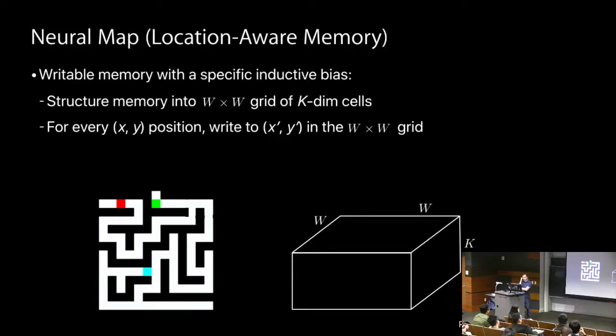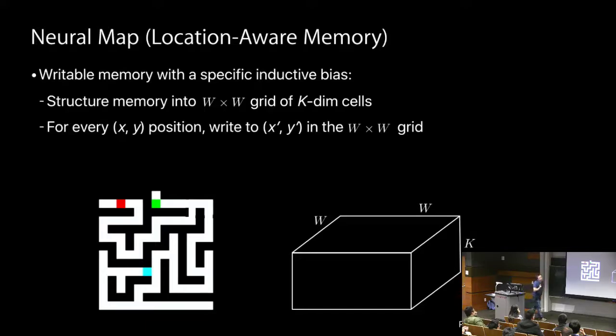So we're going to be structuring memory into a W by W grid of k-dimensional cells. Okay, so you have a cube, k by W by W. And for every location x, y, you write into x prime, y prime in a W by W grid, right?